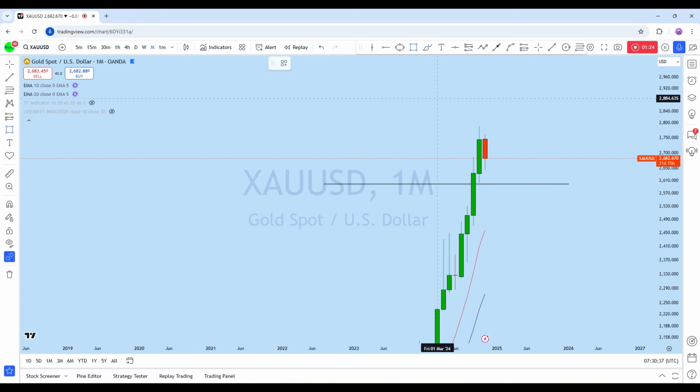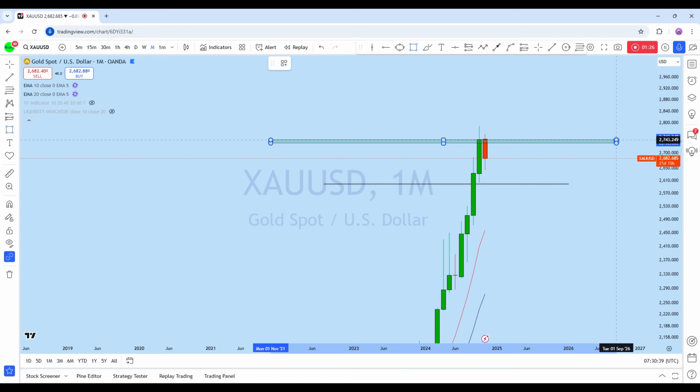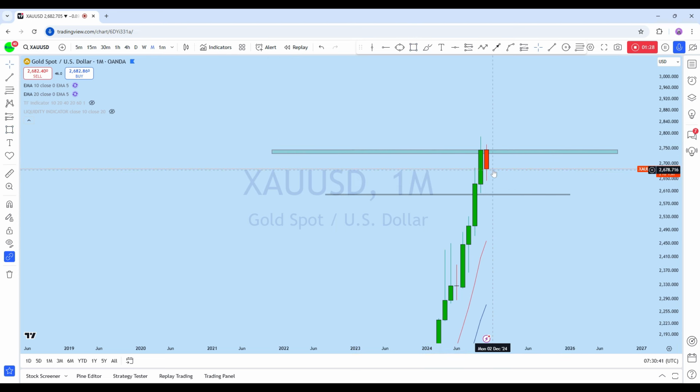Now at the same time, we can see that there is a monthly resistance here, and therefore I think that if we see an initial further pullback, we could see further downside in this monthly perspective this week.